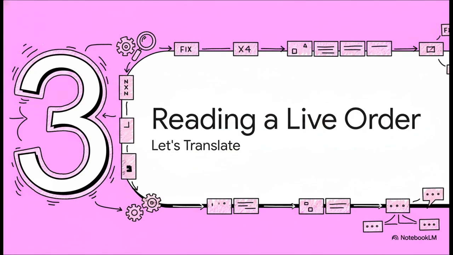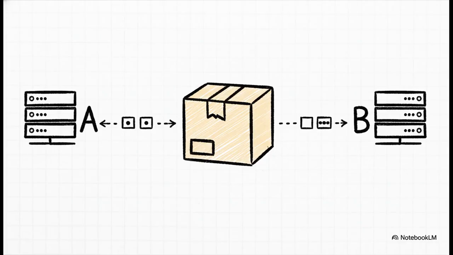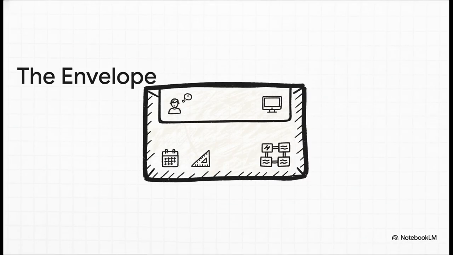Let's get our hands dirty and actually apply this stuff. We're going to go back to that real message from the beginning and translate it together, piece by piece. First up, let's look at the tags in the header. The easiest way to think about these is like the address label on a package. Their whole job is to make sure the message gets from point A to point B safely and in the right order. So let's quickly break these down.